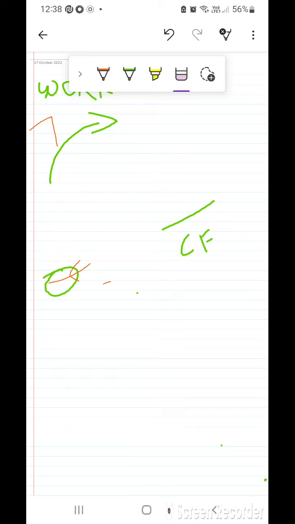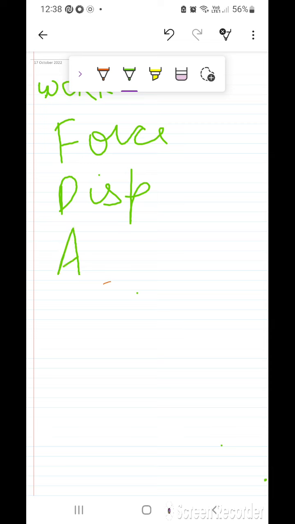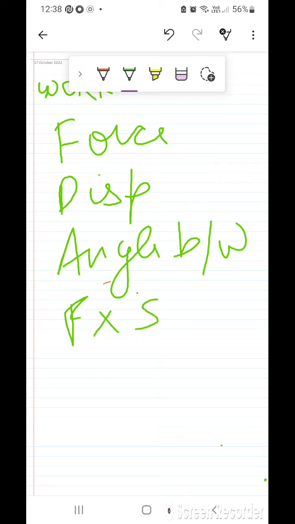Now you have learned that there are 3 factors. First is force, second is displacement, and third is the angle between F and S. So now let's take an example.